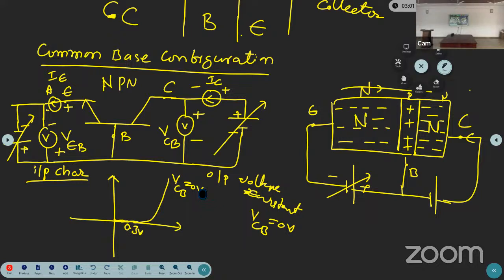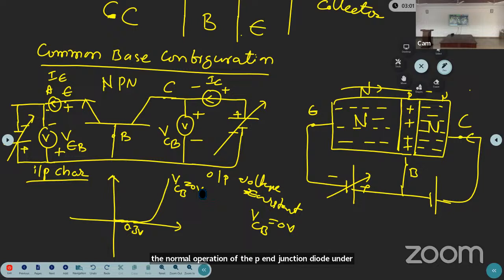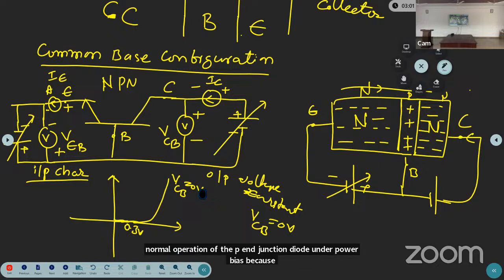Now we apply the first case, VCB is equal to 0 volts. Now we draw on the graph. If you keep VCB equal to 0 volts, that graph is similar to a PN junction diode, the normal operation of a PN junction diode under forward bias, because the input emitter-base junction is forward biased.